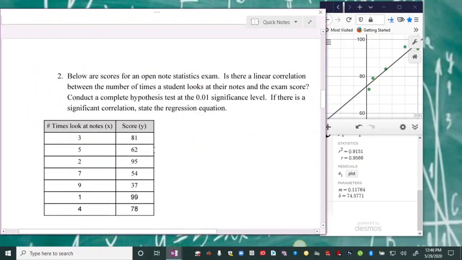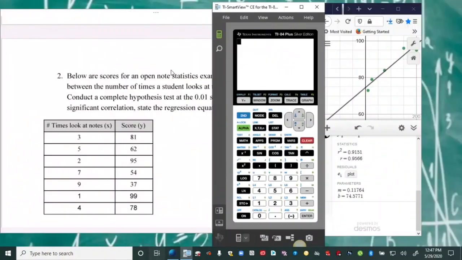Okay, so example number 2. In example number 2, we've got scores for an open note stats exam. Is there a linear correlation between the number of times a student looks at their notes and the exam score? We want to conduct a complete hypothesis test at 0.01, and we're going to state the regression equation if there is a significant correlation. I'm going to do this one with the calculator. So let me go ahead and grab the calculator.